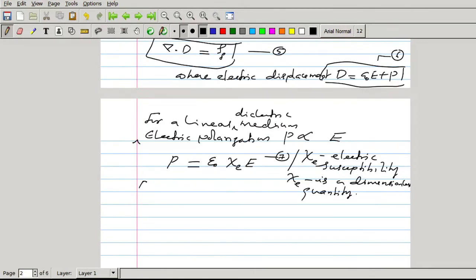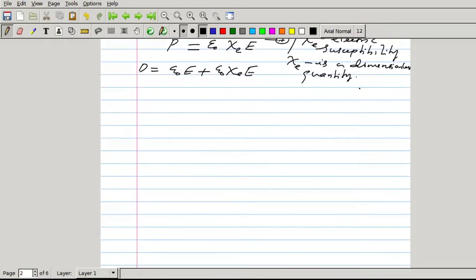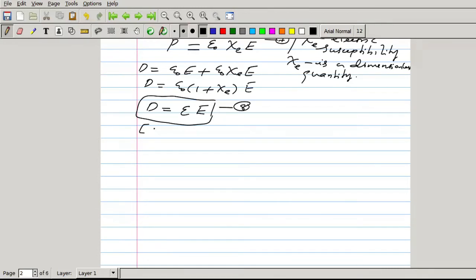So the electric displacement becomes D is equal to epsilon 0 E plus epsilon 0 chi E, or D equal to epsilon 0 into 1 plus chi into E. Or we can write D equal to epsilon E. So for linear dielectric media, we can write D as epsilon E, where epsilon is the permittivity of the medium.